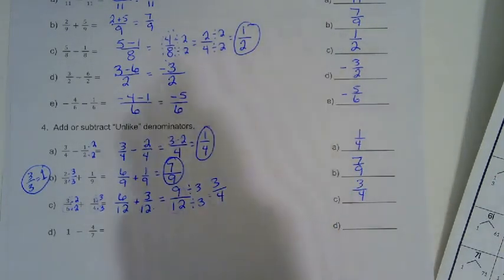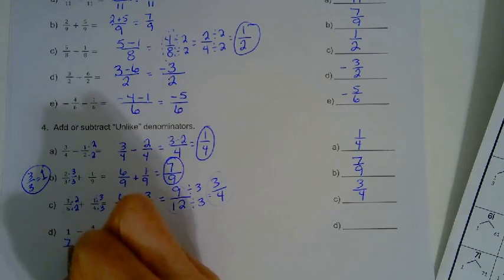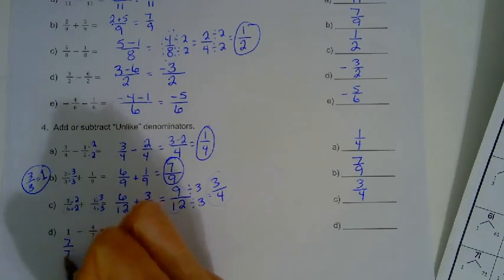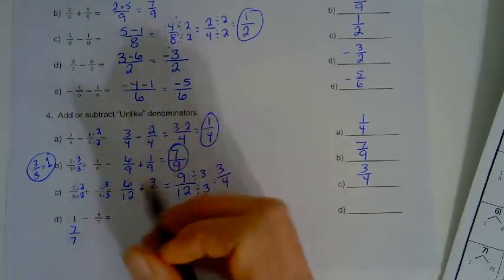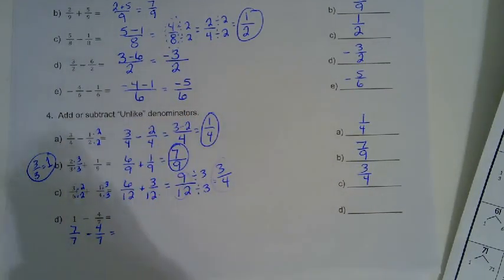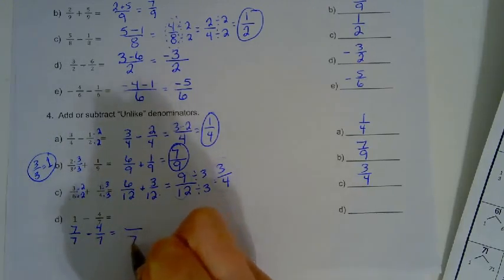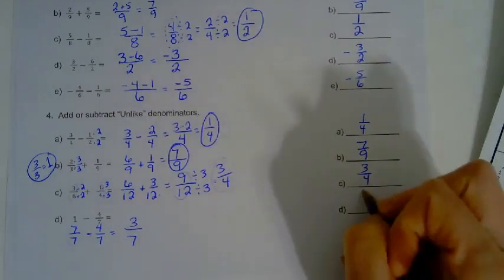In letter D, we can rewrite this number 1 as 7 over 7. Right? That's a whole. 7 over 7 is a whole. So if we rewrite 1 as 7 over 7, we can subtract 4 over 7 very easily. So we just keep the denominator and subtract. 7 minus 4 is 3. And our answer is 3/7.